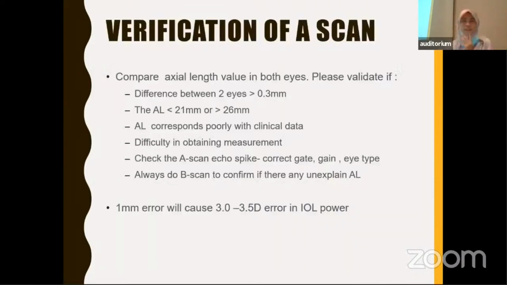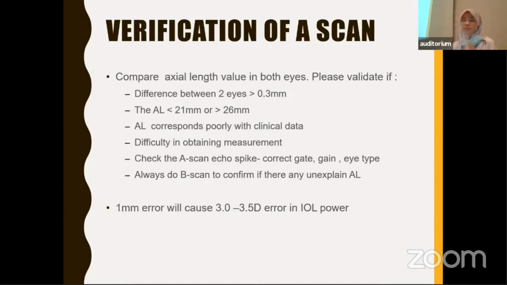Let's skip this one. Verification of A-scan. Okay. Last. Compare axial length values in both eyes. Please validate if the difference between the two eyes is more than 0.3 millimeter, or the axial length is less than 21 or more than 26. Actually this slide was already discussed in the explanation earlier. Axial length correlates poorly with clinical data, and we also validate if there is difficulty in obtaining measurement: check the scan, echo spike, correct gain, eye type. Always do B-scan to confirm if there is any unexplained axial length.